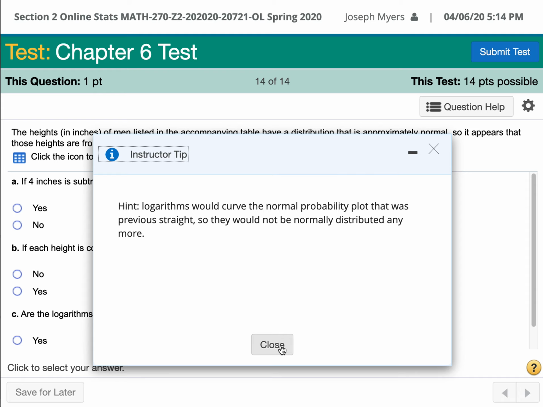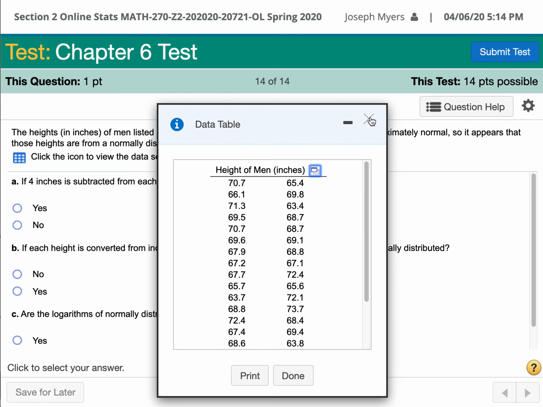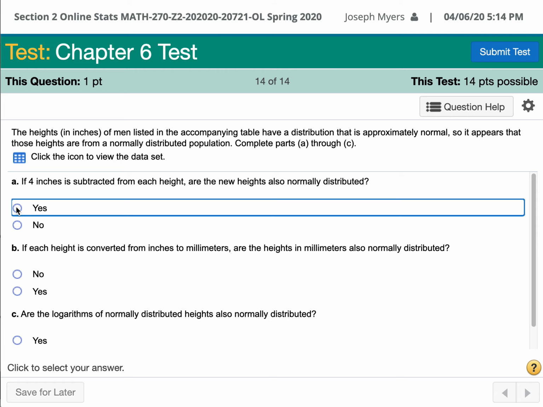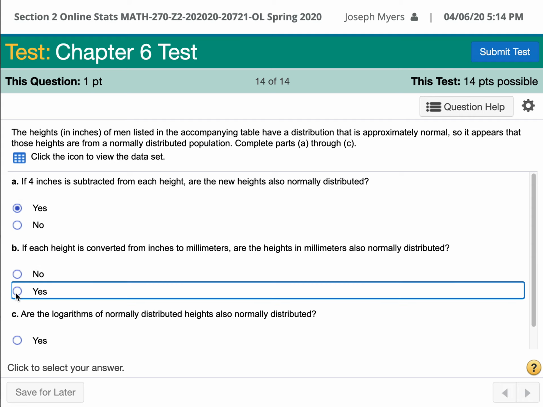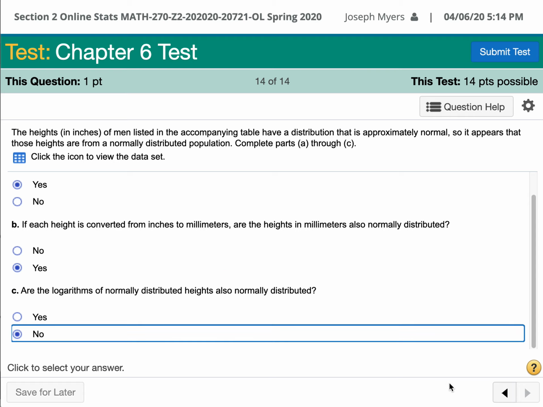Okay, now this has a hint for you as well. Logarithms would curve the probability plot so that they would not be normally distributed anymore. So if 4 inches is subtracted from each height, would they also be normally distributed? Well, when you subtract something, it still has the same shape. Normal distribution is a kind of shape, so the answer would be yes, they would also be normally distributed. When you multiply by something, that just stretches it out, but it would still have the same type of shape. It'd still be a bell-shaped curve. So that would still be normally distributed. And the logarithms, though, the graph of a logarithm is curved, so the logarithm of the heights are not also normally distributed.